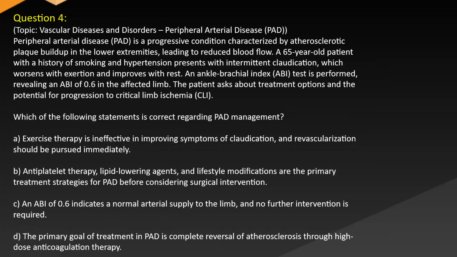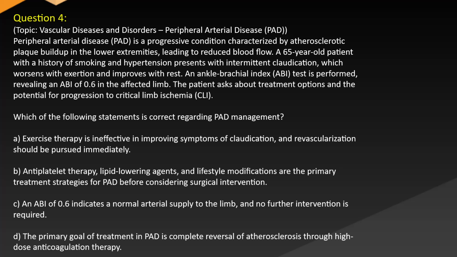Question 4. Topic: Vascular diseases and disorders. Peripheral arterial disease (PAD). Peripheral arterial disease is a progressive condition characterized by atherosclerotic plaque buildup in the lower extremities, leading to reduced blood flow. A 65-year-old patient with a history of smoking and hypertension presents with intermittent claudication, which worsens with exertion and improves with rest.